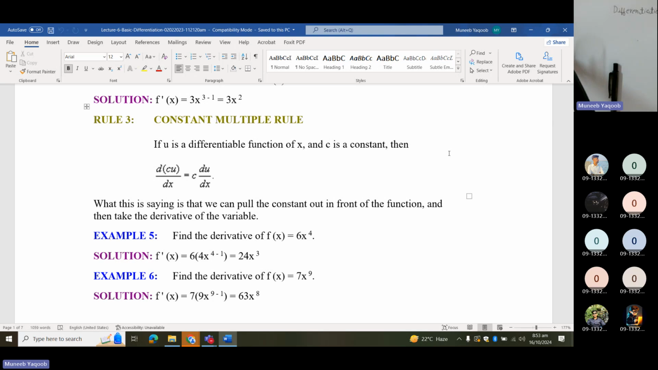So the conclusion is that whenever a constant is multiplied by a function, and we need to calculate the overall derivative, we will take the constant as common, calculate the derivative of the function, and then multiply the derivative with the constant. Like in example number 6, we need to calculate the derivative of 7x power 9. Since 7 is a constant, we will take 7 common.